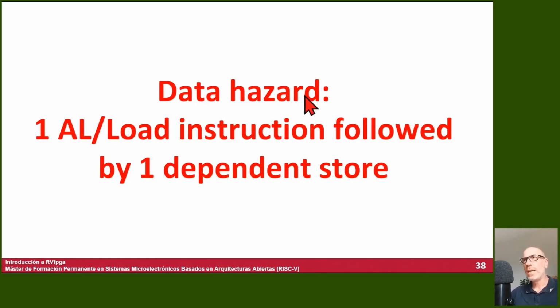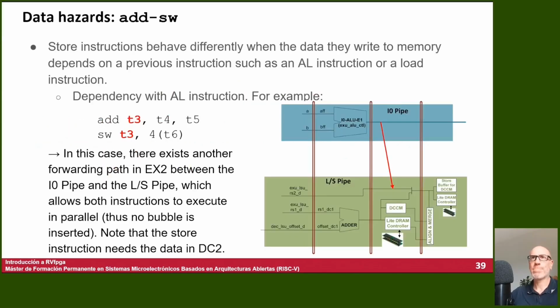Another slightly different data hazard occurs when we have a store instruction where the data to be written to memory is calculated by a previous arithmetic logical or load instruction. Here's an example. Note that this addition calculates the result in T3, which we then need to store in memory using this store instruction, and both instructions are consecutive. Unlike what we explained earlier, it's not necessary to introduce a bubble.